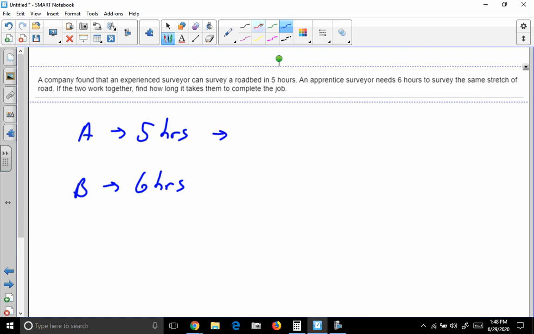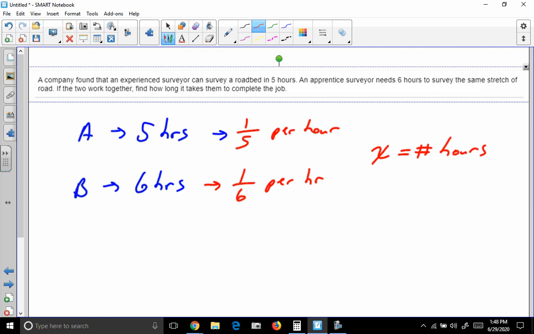So the first person can do 1/5 of the job per hour. They have one job and it takes them 5 hours, so they can do 1/5 of the job every hour. Notice if he worked for 5 hours, 5/5 would be one whole job. This other person can do 1/6 of the job per hour. Notice if he works for 6 hours, 6 times 1/6 would be 6/6, or one whole. So we're trying to find out how many hours it is going to take to do the whole job.